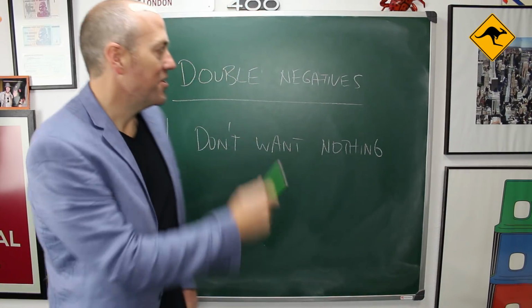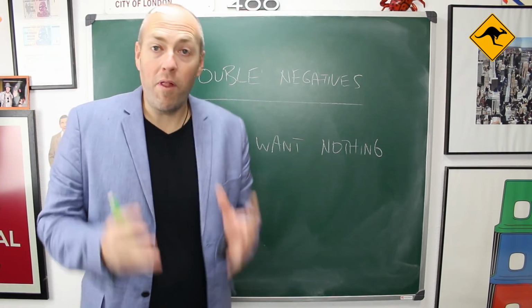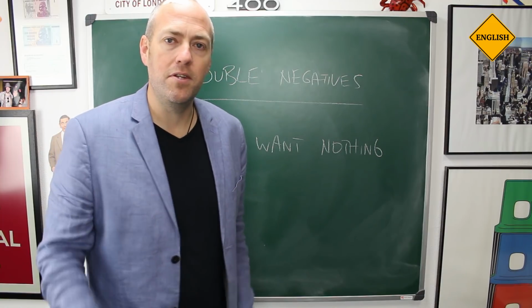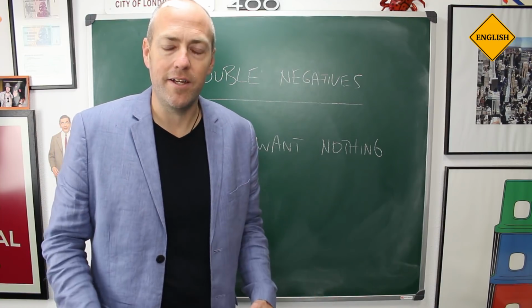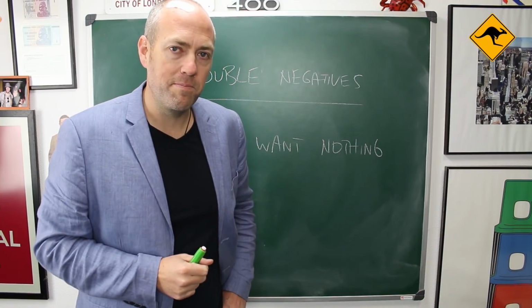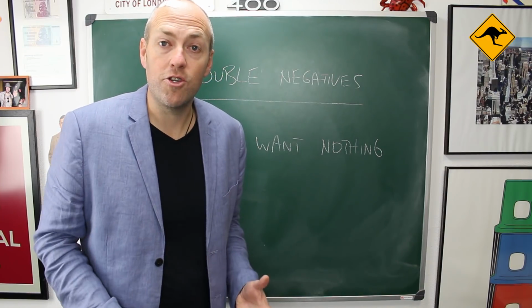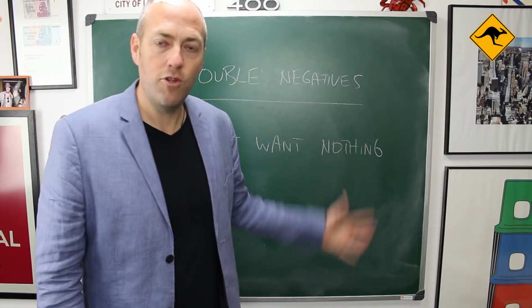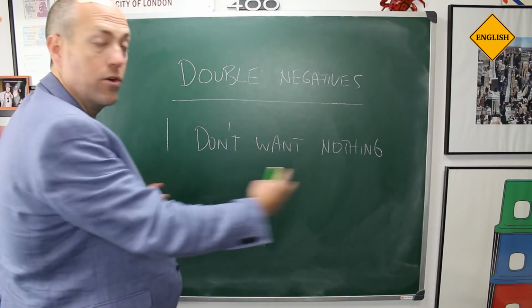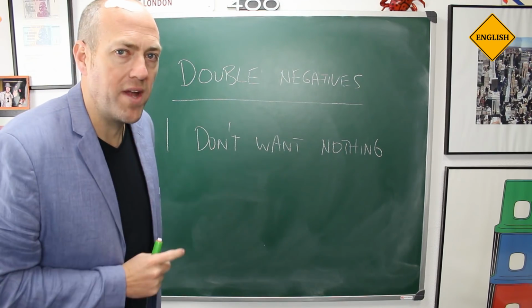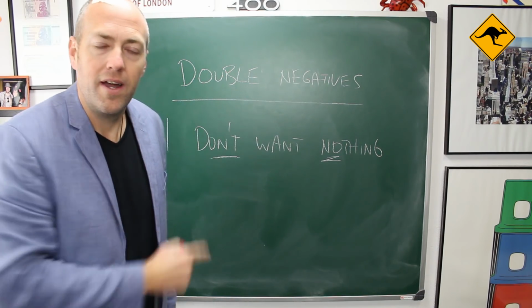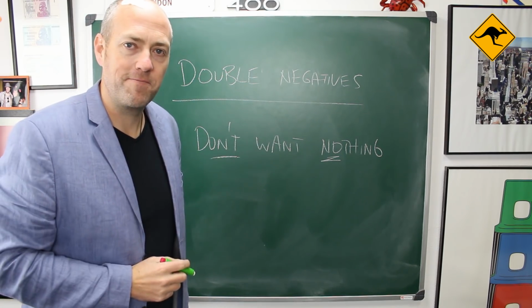And number 10, double negatives. Although a lot of native speakers use double negatives, they are not considered part of standard English, so you should avoid them. Some words in English are inherently negative, like nothing and nobody and nowhere. And in one clause, you can only have one negative. I don't want nothing, no. I don't want anything.